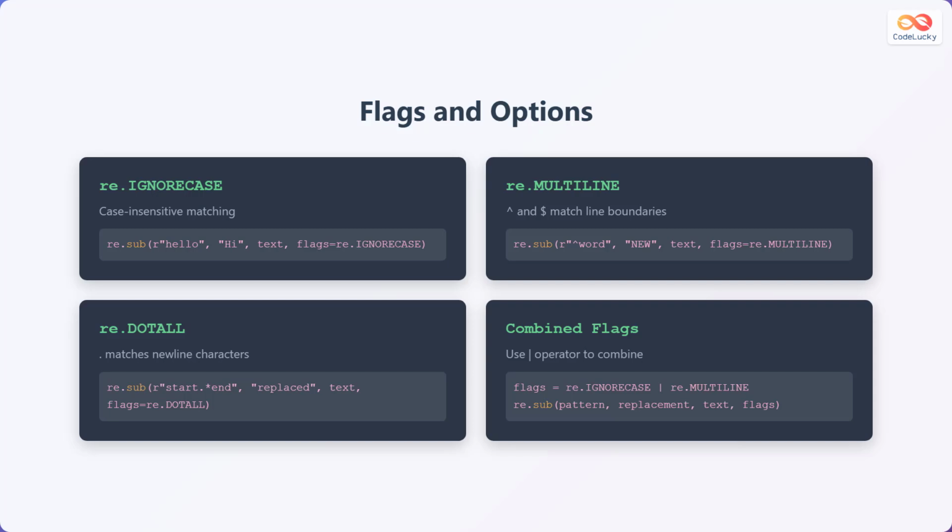re.MULTILINE makes the caret and dollar anchors match the start and end of each line within a multi-line string, not just the start and end of the entire string. re.DOTALL allows the dot symbol to match newline characters as well. You can combine flags using the pipe operator. For example, flags=re.IGNORECASE | re.MULTILINE combines the ignore case and multiline flags. Then we can apply the sub command like re.sub(pattern, replacement, text, flags).